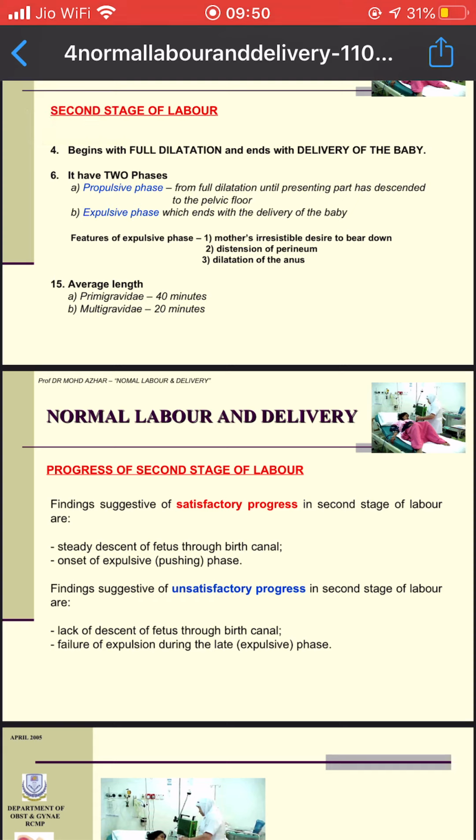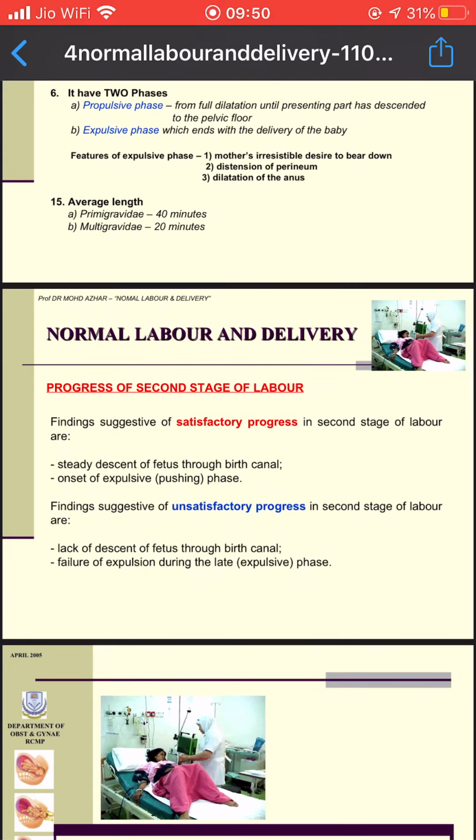Now, what are the features of expulsive phase? The mother's irresistible desire to bear down, distension of the perineum, and you can say anal dilatation. Average length: in primigravida, it is around 40 minutes, in multigravida, 20 minutes.